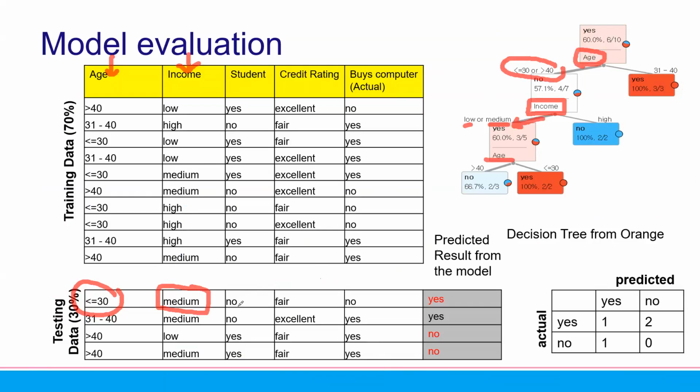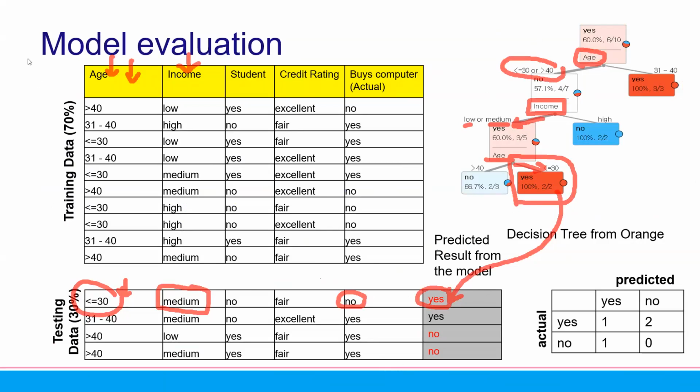Next, age. Again, we need to check this one. The age is less than or equal to 30. Okay, we go here and the decision is yes. So we put this decision into the predicted result. Actual is no, but the prediction result from the model, or from the decision tree, we got yes.